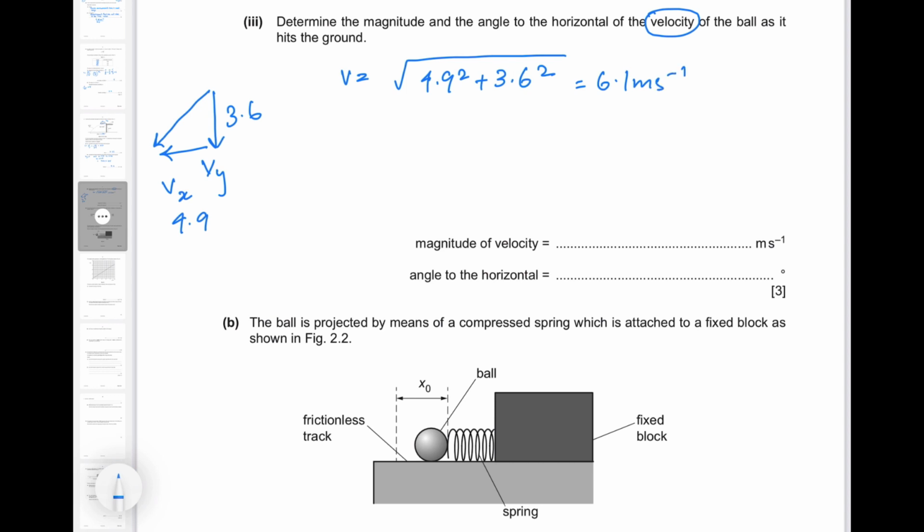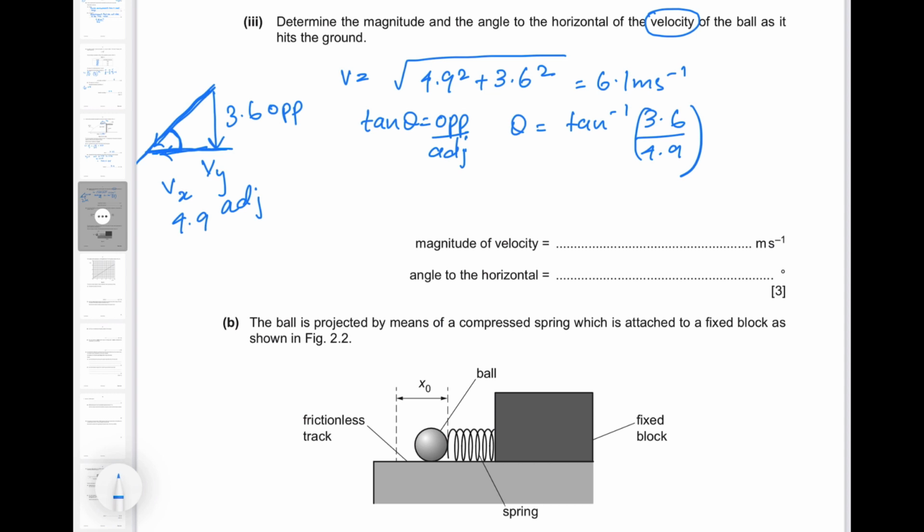meters per second. And now you want to find the angle that it makes with the horizontal, which means this angle over here, since this is the horizontal side and this is the resultant vector. You've got the opposite side given as well as the adjacent side, so you'd find that you need to use the tan theta over here. So tan theta is equal to opposite over adjacent, which means that the angle is tan inverse of opposite, which is 3.6, divided by the adjacent side, which is 4.9, and this is equal to 36 degrees to the horizontal.